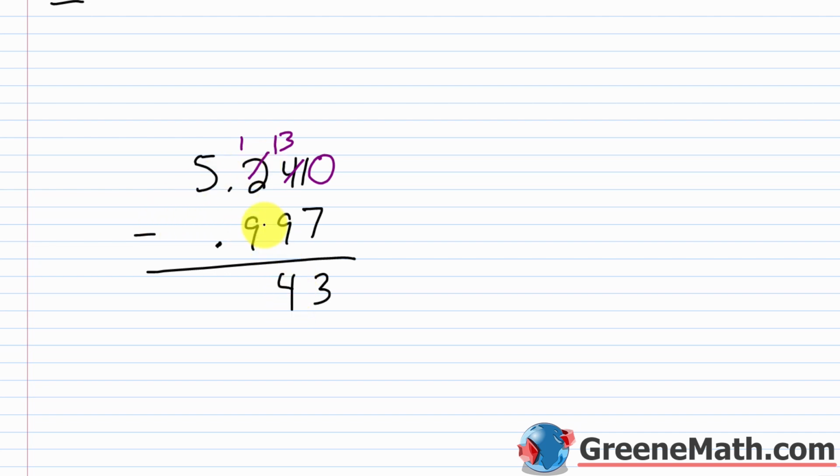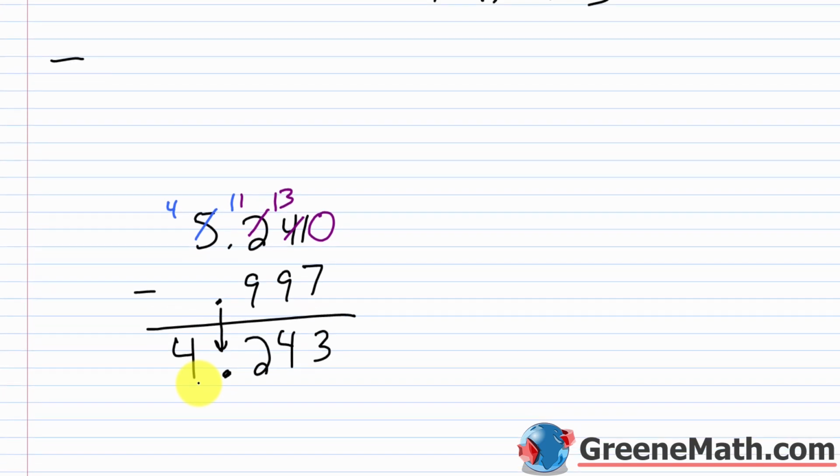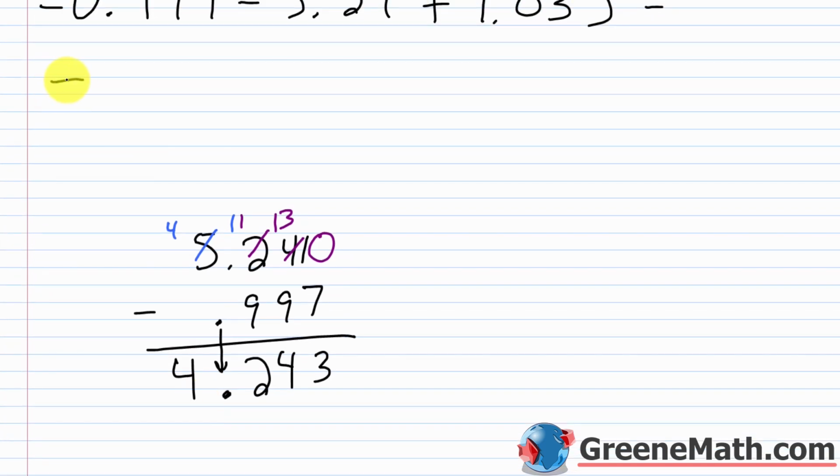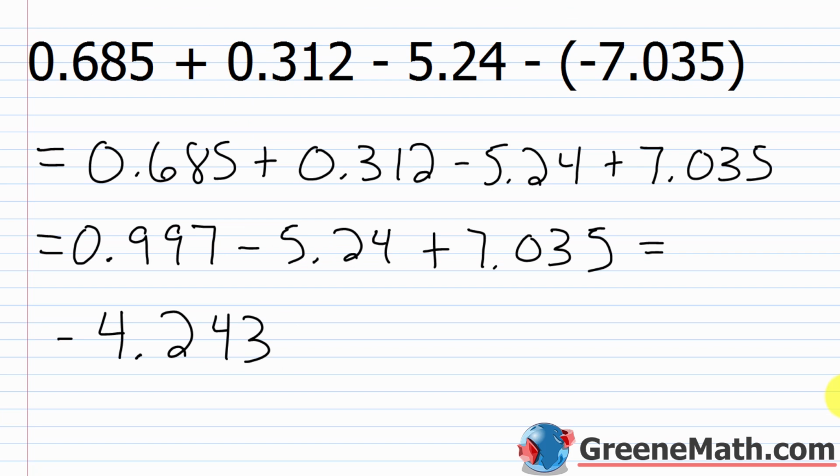Then I have 1 minus 9. I need to borrow again. This becomes 11. 11 minus 9 is 2. Again, I forgot to bring down my decimal point when I started. But as long as you remember to do it at some point, you'll be okay. Then lastly, I have the 4. Nothing to subtract away, so I just bring it down. And I've got 4.243. Now remember, this is negative. I already wrote my negative sign out here. So I'm going to have a negative 4.243.